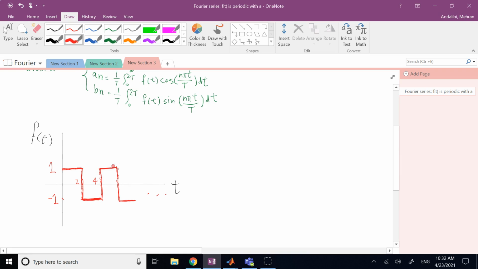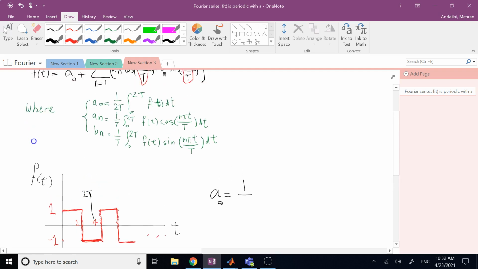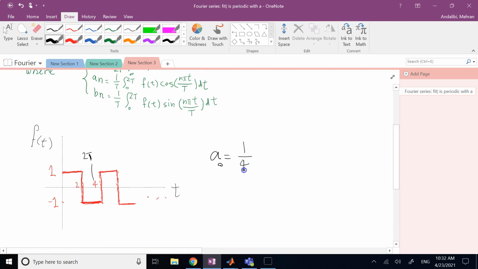Might be more visible. So I have to calculate an, a naught, and bn. A naught, based on the definition, is 1 over 2t, correct? And first you have to know t, and t is half of the period. 2t is the total period, which is clearly equal to 4 here. So t is 2 and 2t is 4. So it is going to be 1 over 4 integral from 0 to 4 of f of t dt.